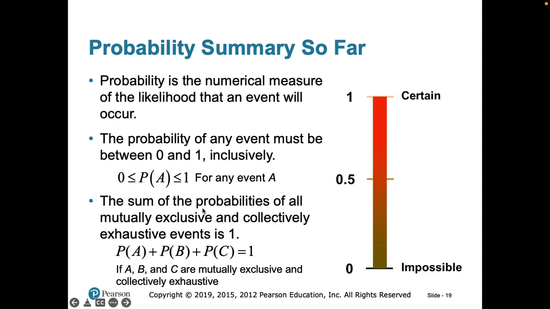The sum of probabilities for all mutually exclusive and collectively exhaustive events is 1. So the probability of A plus the probability of B plus the probability of C and so on and so forth has to equal 1, if A, B, and C are mutually exclusive and collectively exhaustive. Let's say the probability of picking a day in January from 2022: you add all those probabilities and that should equal 1.